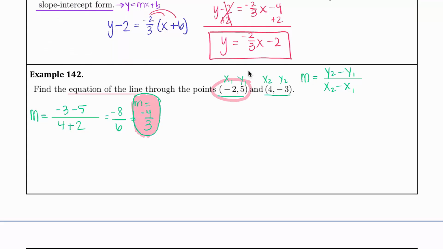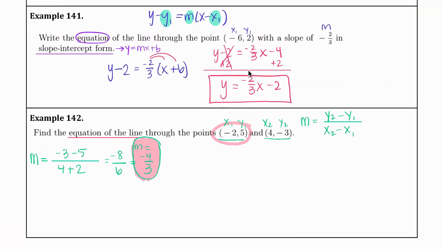We're going to use those values, our m, our x1, and our y1, to plug into point slope formula now. So we have y minus 5 equals m, which we just found, times x minus negative 2, or x plus 2. They don't specify that we want this in slope-intercept form, so if you want to stop here, you can.